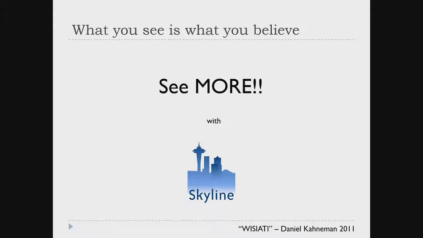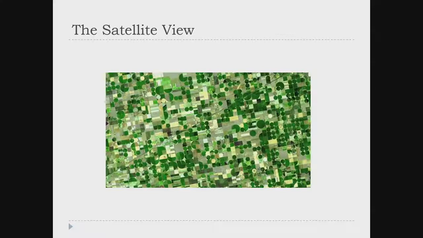After reading Daniel Kahneman, who's a psychologist who basically talks about how prone we are to jumping to conclusions and getting things wrong, I decided that what you see is what you believe. And if you don't see enough, you'll come up with wrong conclusions. And this is my satellite view. This is just an actual satellite picture, and you can learn things from it. Like there's a lot of center pivot irrigation going on, and there are certain areas that are browner. Maybe they're being left fallow, or maybe they just don't have enough water. I don't really know, but you can learn things from this. But you can't learn everything, obviously.